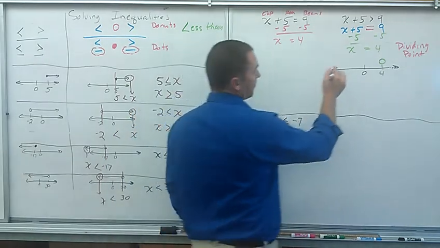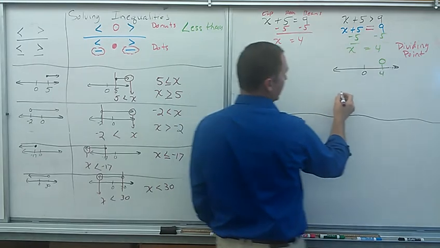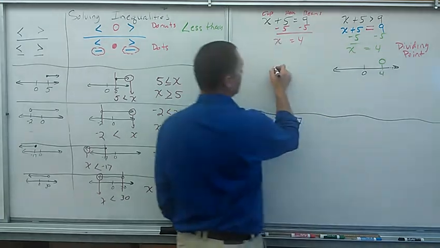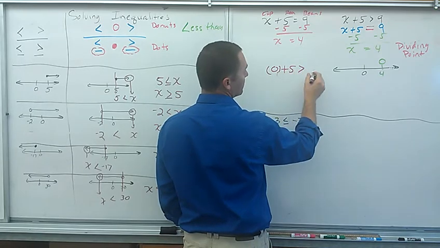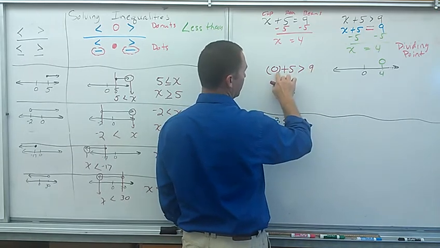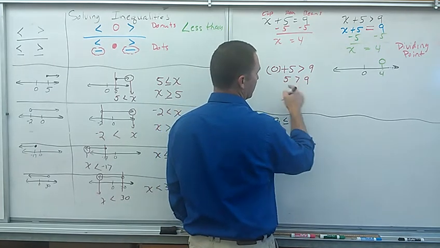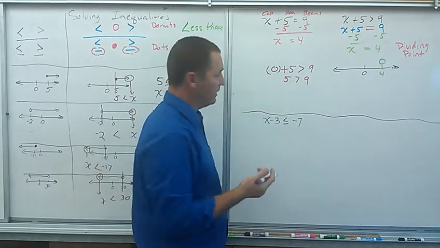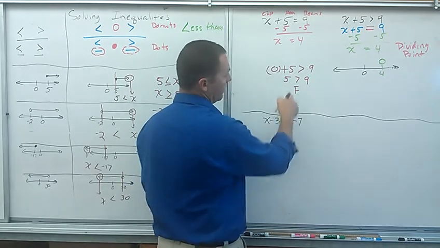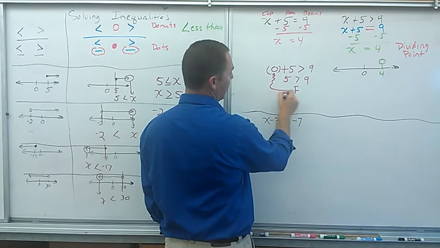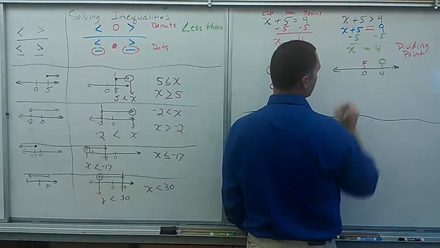So what I do is take 0 and plug it in there. So I say I have 0 plus 5 is greater than 9. Well, 0 plus 5, of course, is just 5. That's why I like to use zeros, because it's easy to do. 5 is greater than 9, that is false. Since it's false, that means this 0 is false.